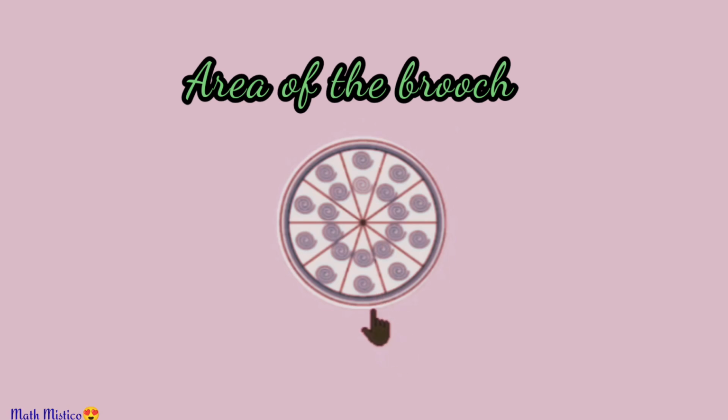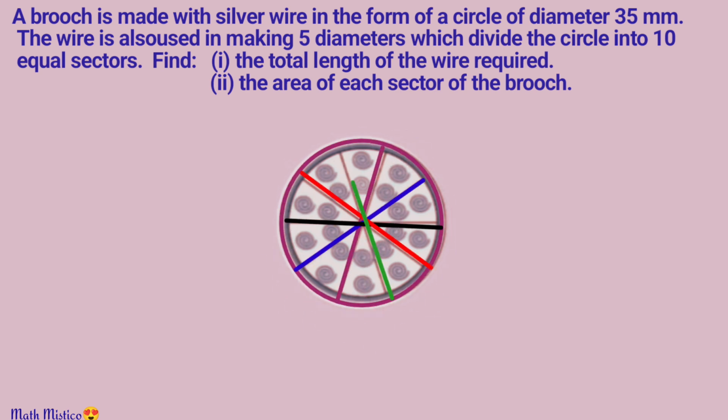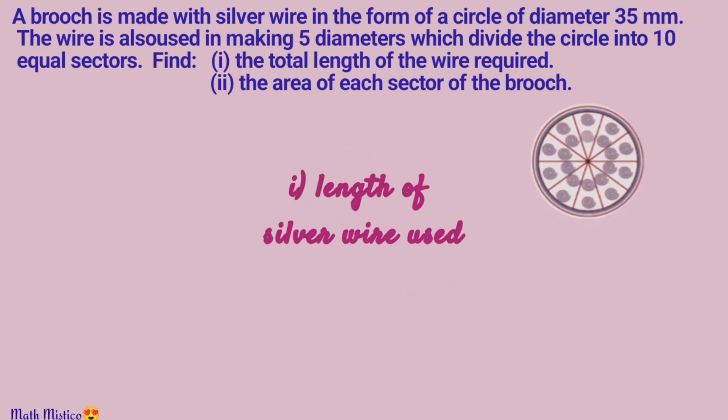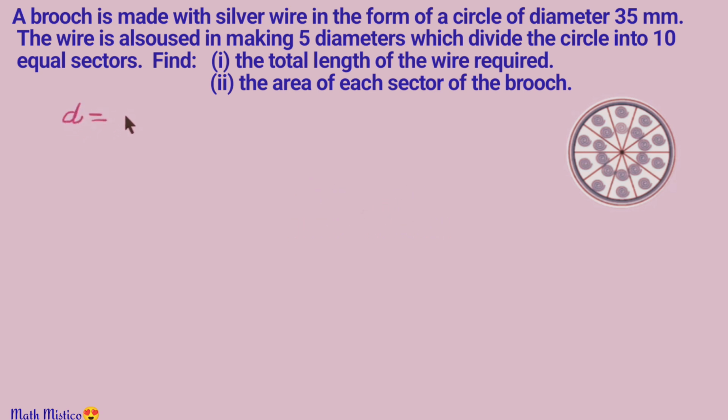Observe this figure. Here we have a design made up of silver wire which forms the circle and also the 5 diameters of this design. We need to find the total length of the silver wire used and the area of each sector of this design. As the diameter of the circle is given as 35 millimeters, radius will be 35 upon 2 millimeters.